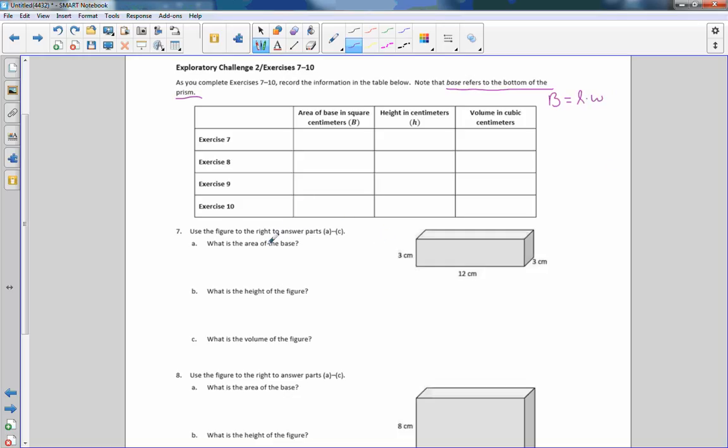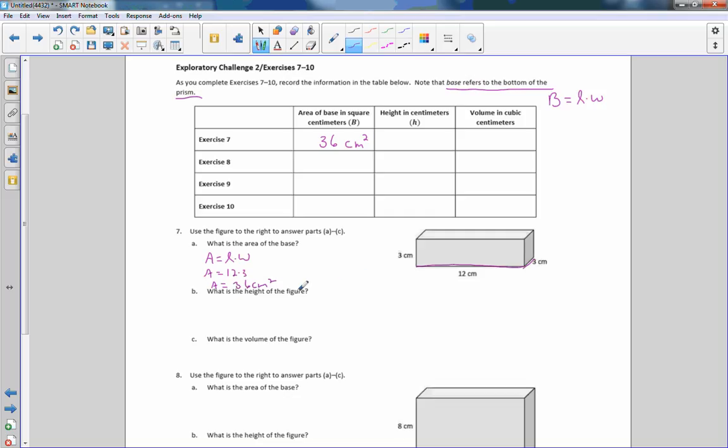What is the area of the base? Well, the area of the base is length times width. So the area of the base is 12 times 3. This is my length. This is my width. So the area of the base is 36 centimeters squared. Area of base in square centimeters, B, 36 centimeters squared. Okay, let's just leave it with numbers for now, I guess, and that way we won't worry about the unit of measurement when we're multiplying, but actually we should do that. I'm going to leave that, centimeters squared.